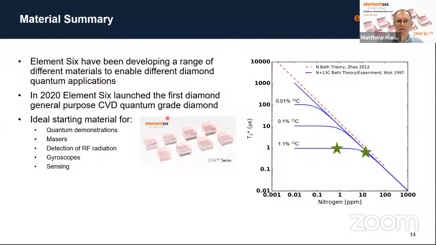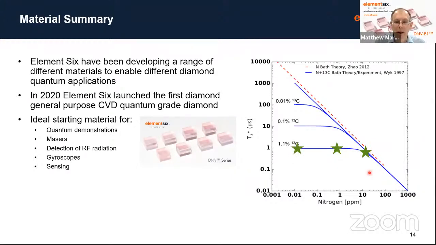So just a brief summary of that material that we've made. We've been developing a range of different materials, and we launched our first general purpose CVD grade diamond, part of the DNB series. And where it sits on this plot that I mentioned there, it's basically on the line for both of these points.